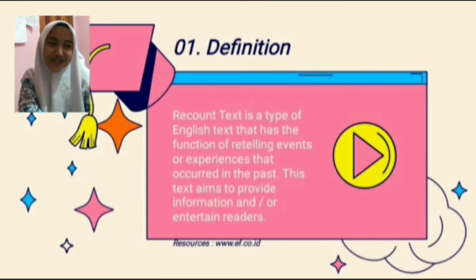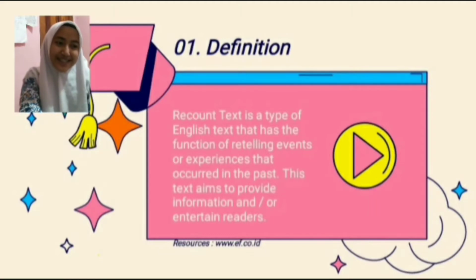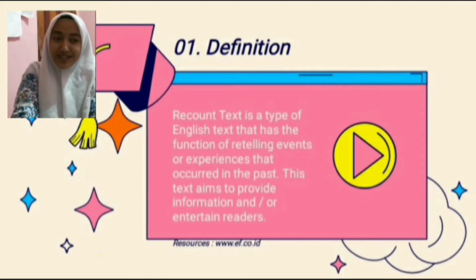Okay, the first slide is about definition. So, what is recount text? Recount text is a type of English text that has the function of retelling events or experiences that occurred in the past. This text aims to provide information and or entertain readers. So recount means describing how something happened or telling a story.